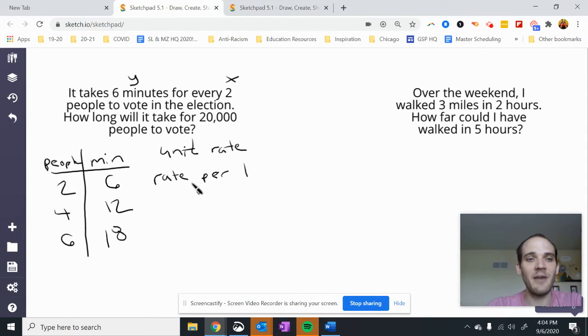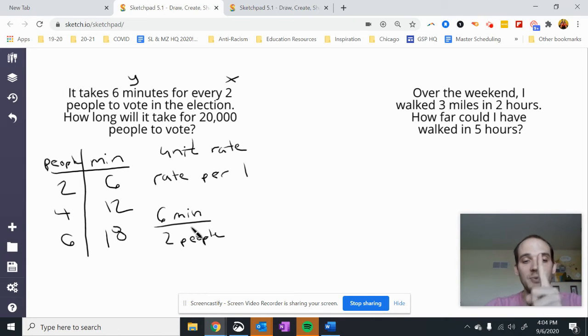The unit rate is the rate per 1. I know it's a unit rate if I'm talking per 1. Right now it's not a unit rate because it's saying 6 minutes for every 2 people. It would be a unit rate if I was talking about 1 person. So how do you think I would take 6 minutes for every 2 people, and what would I do to get 1 person? If you said divide, that is correct. 6 divided by 2 is 3. So it's 3 minutes per person.